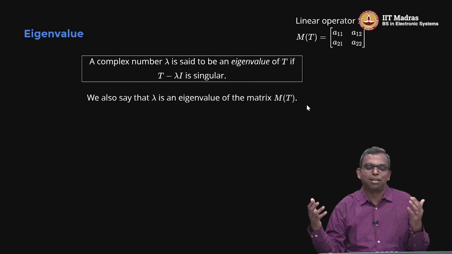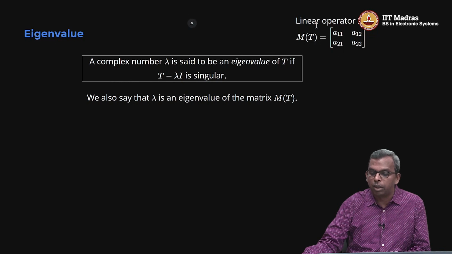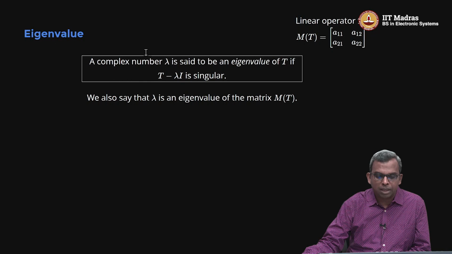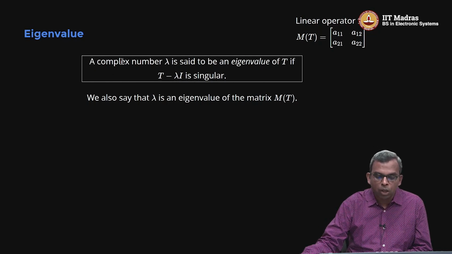Okay, so we are ready to define the eigenvalue. An eigenvalue is basically a complex number lambda. Notice what I'm doing: I have a linear operator T, and the matrix with respect to, say, the canonical basis is A11, A12, A21, A22. A complex number lambda is said to be an eigenvalue of T if T minus lambda I is singular. This is just a definition. We'll define it for now and then think about what it means as we go along.